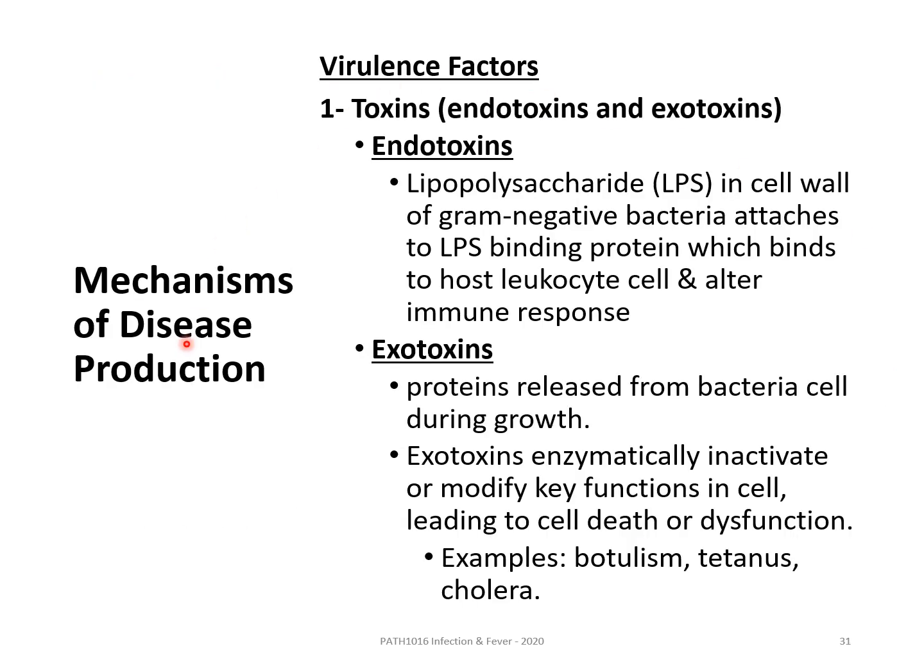And what are some of those virulence factors? There are 4 that we're going to talk about over the next couple of pages here. First of all, we're going to talk about some pathogens that produce toxins, specifically ones that produce what we call endotoxins and exotoxins. One of these is much worse than the other, and it should be obvious when you read it. An endotoxin is a lipopolysaccharide in the cell wall of a gram-negative bacteria that attaches to a binding protein in a leukocyte cell.